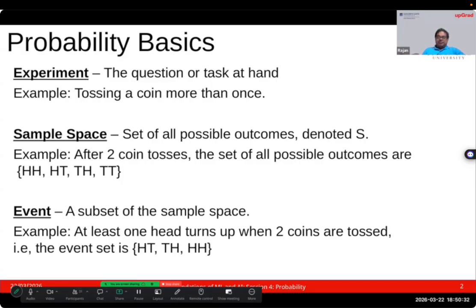In fact, people usually say event happening when talking about probability. Please don't have that in mind. Event is a subset of the sample space. We ask a question, and the answer to that question is a subset of the sample space, and that subset is an event. Okay, so experiment, sample space, event.